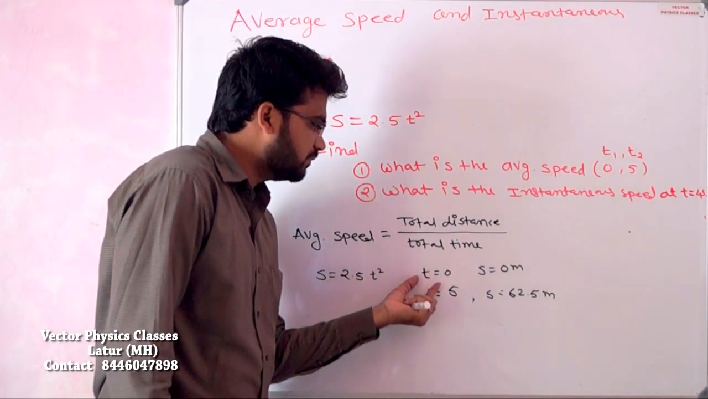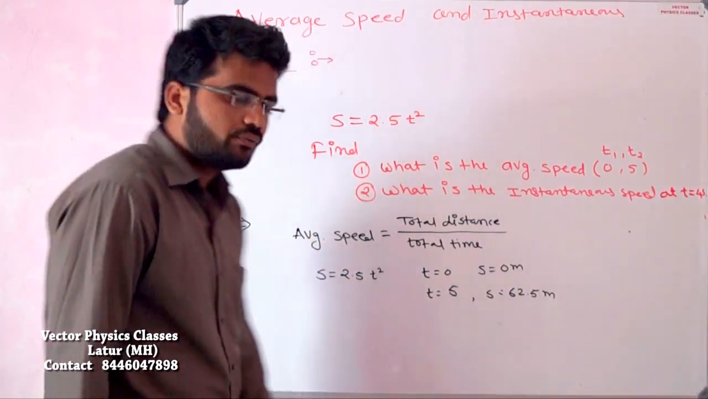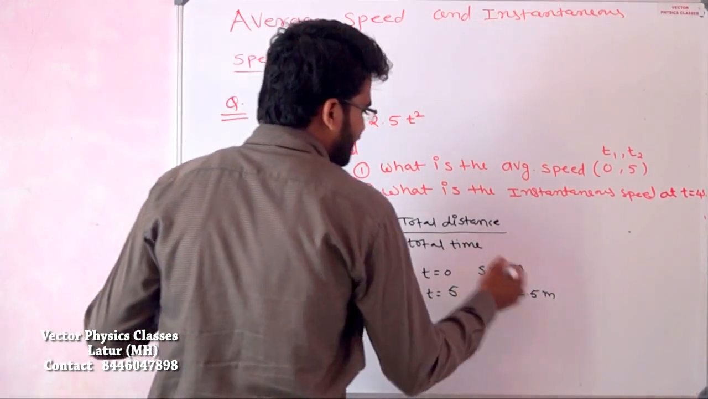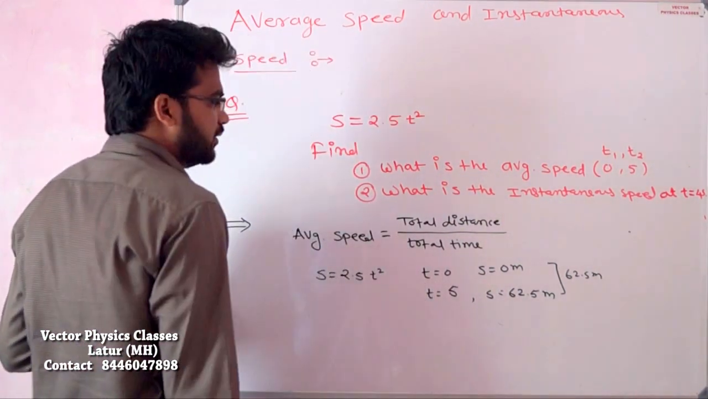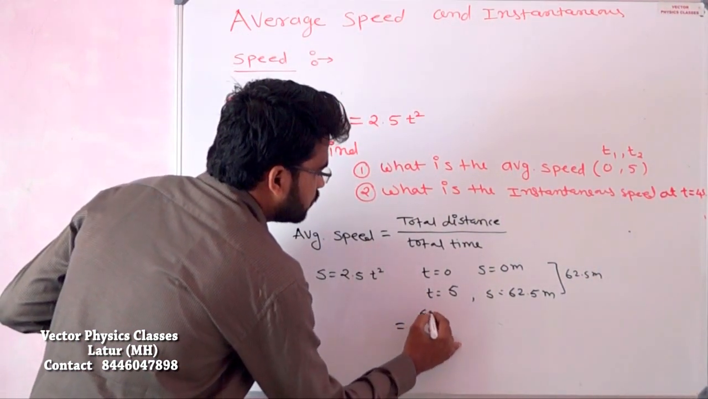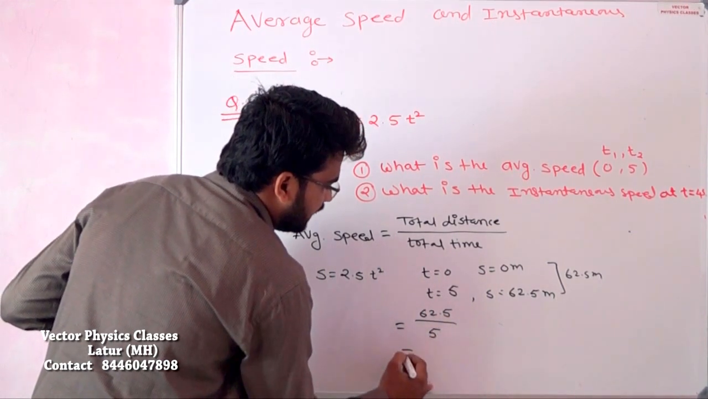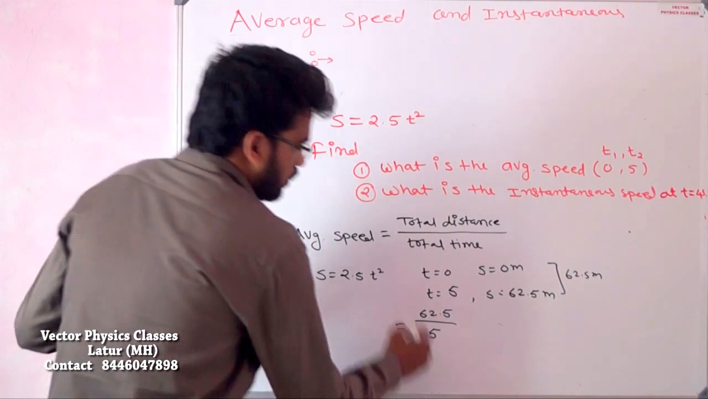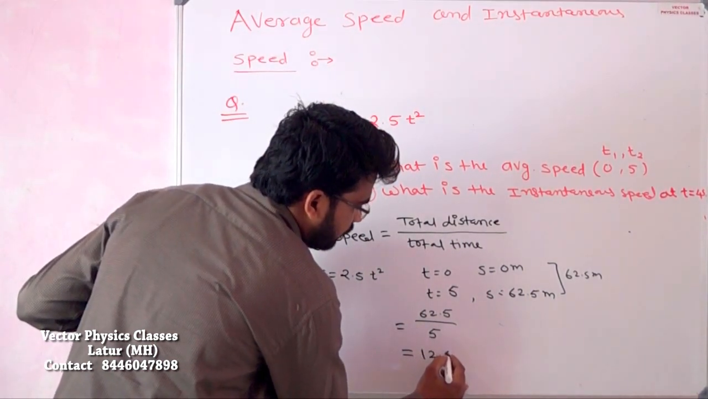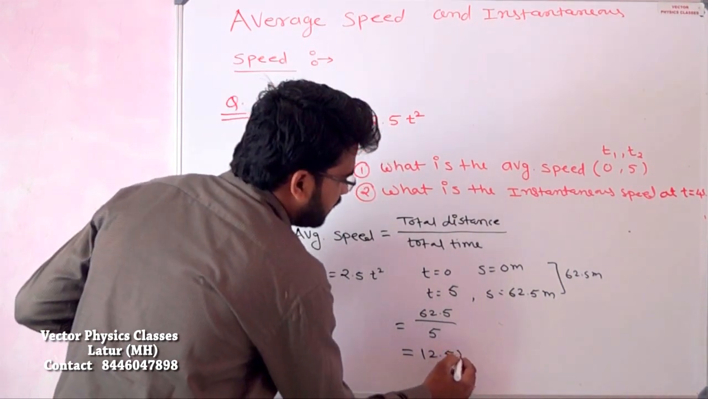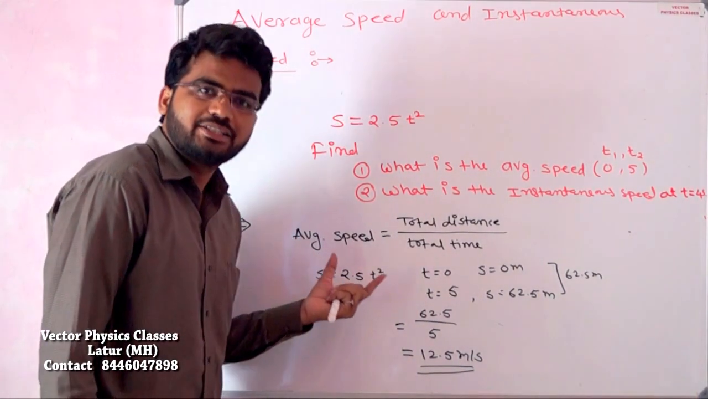Right. So at t is equal to 0 second, s is equal to 0, at t is equal to 5, we have 62.5. Now, putting this total distance as 62.5 meter and total time as 5, we have 62.5 divided by total time 5, we will get from here 12.5 meter per second. This is the average speed.